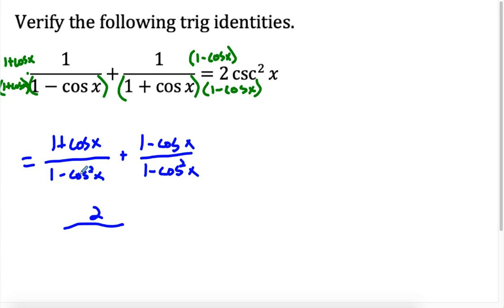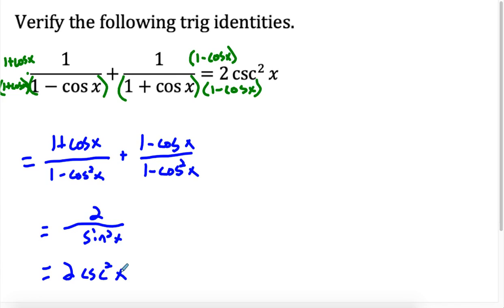The denominator then, 1 minus cosine squared, that's a manipulation of one of the Pythagorean identities. That is just equal to sine squared. And we know that 1 over sine is just equal to cosecant. So 2 over sine squared would be equal to 2 times cosecant squared. Okay, so those are just a few extra examples.